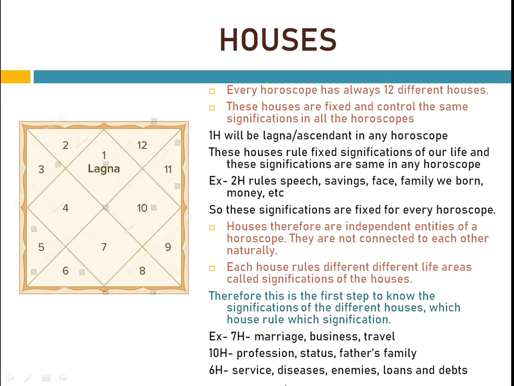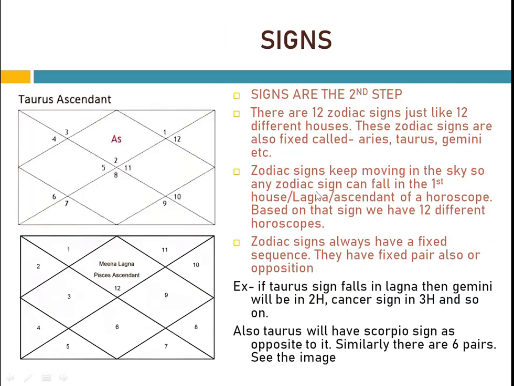Similarly, the 6th house is service, diseases, enemies, loans, debt, etc. So these significations are fixed for all the different lagnas, all the different horoscopes. So you must understand this first level, significations of the houses.